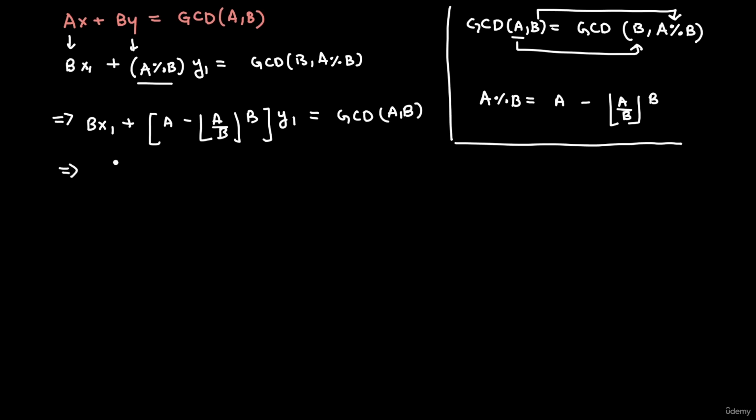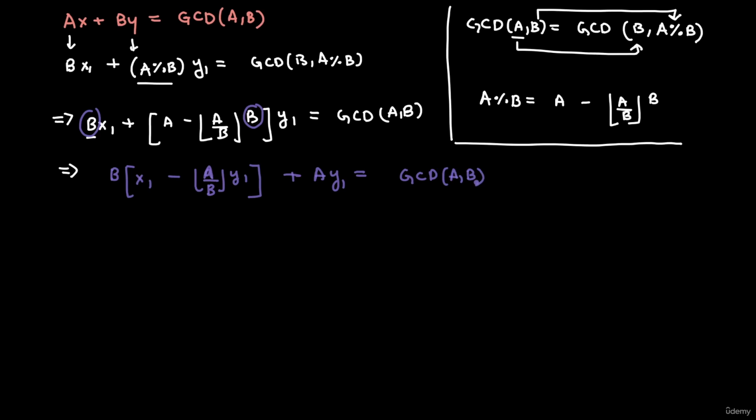So now this can be written as, so what we are going to do is, we are going to combine the b's together. Okay, we want to combine the b's together and we will keep a separate. So we can say this would become bx1 minus a by b multiplied with y1. So this y1 will get multiplied and we are taking this b outside. Okay, and plus it would be a y1, that is equal to GCD of a comma b.